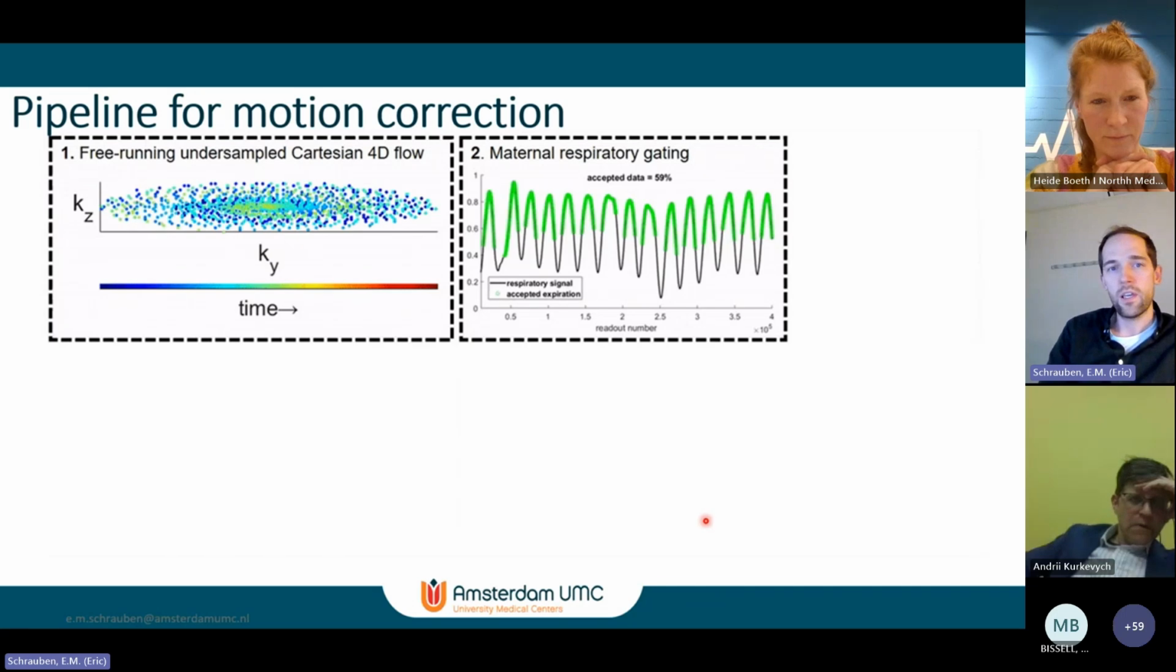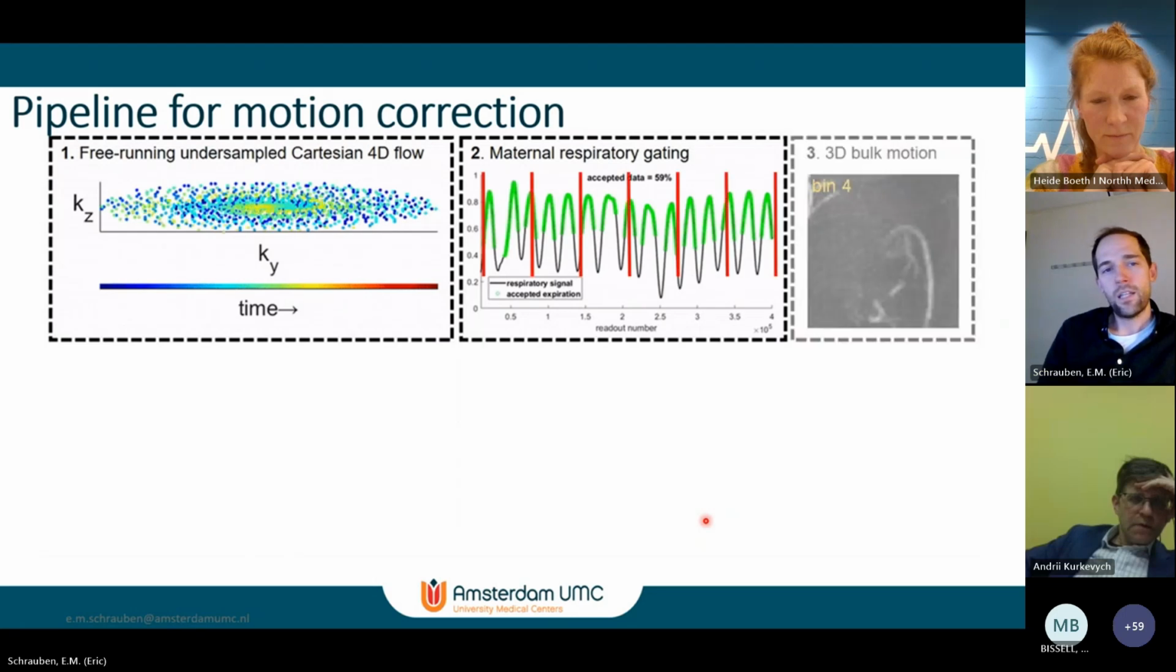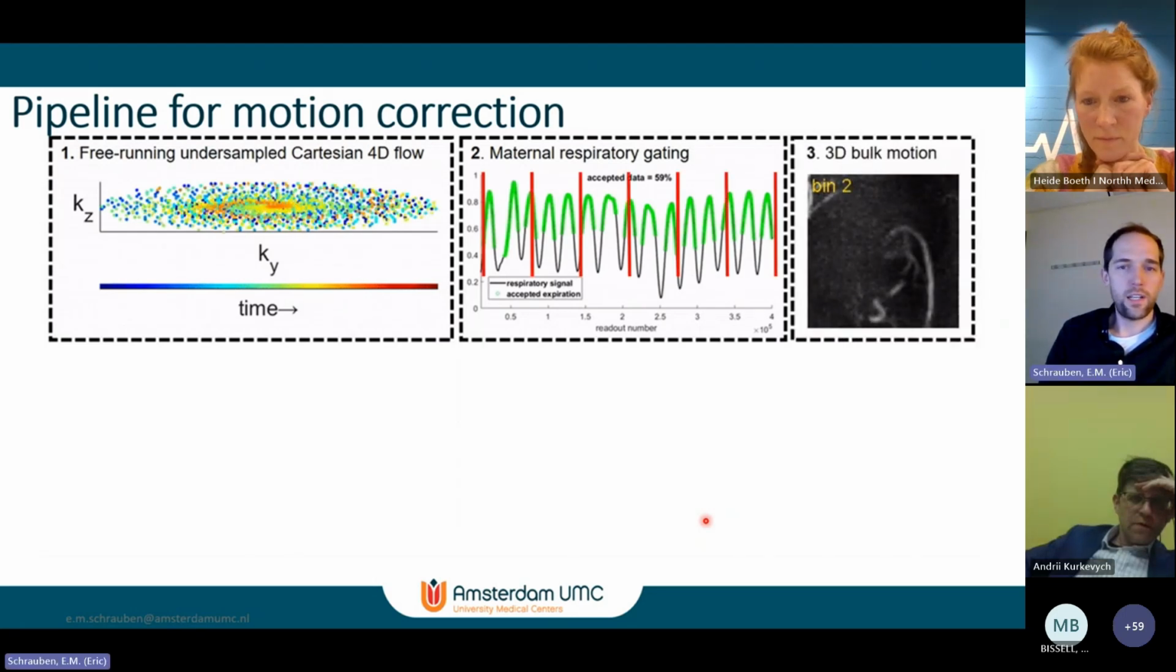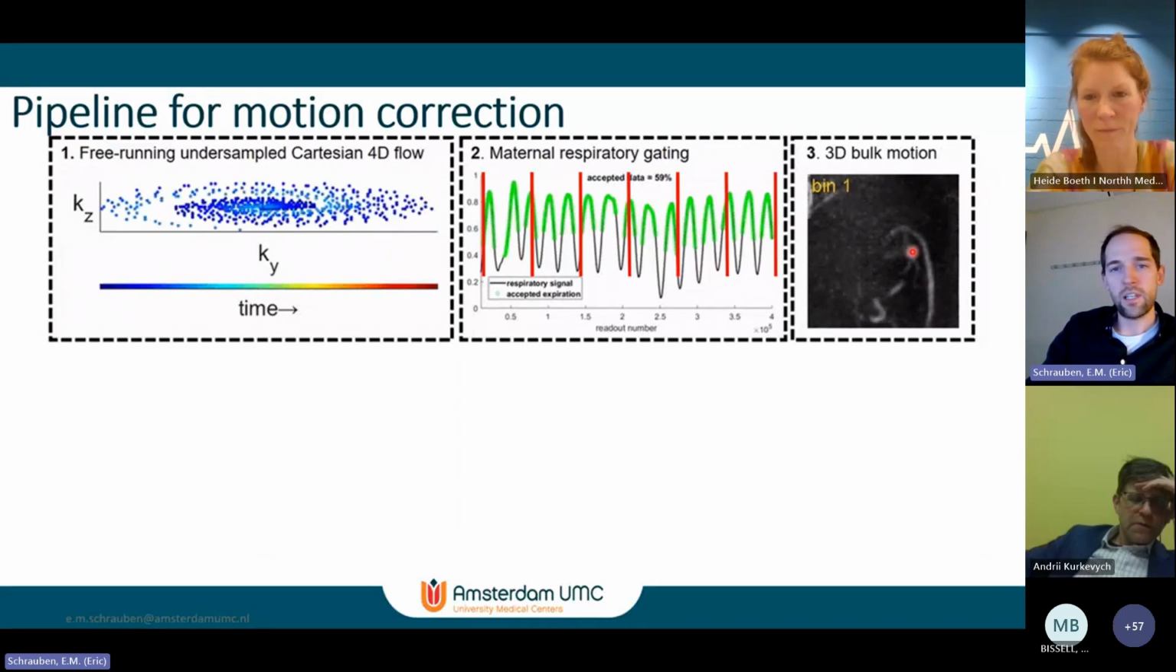And once we have this free-running acquisition, we can actually play with the data retrospectively in a number of different ways. The first thing that we do is retrospectively limit our data acquisition to maternal expiration to remove any maternal breathing artifacts. And then we take our data and sort it into consecutive frames of around 15 seconds that give us bins over time of the scan. These are reconstructed now into phase contrast MR angiograms, where we can appreciate the motion of this descending aorta in the fetus throughout the scan.